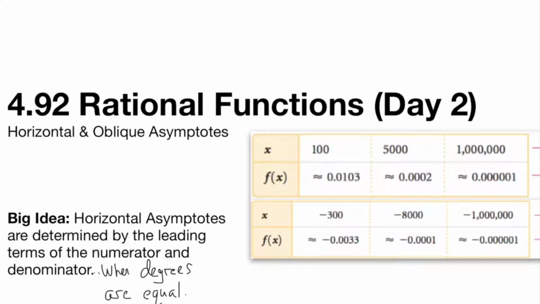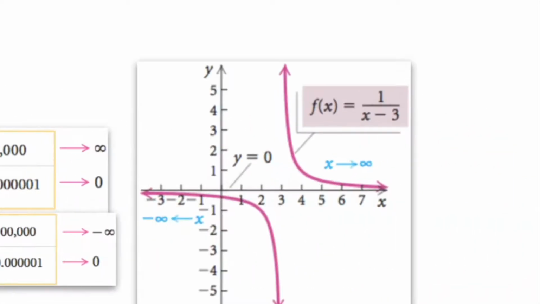Welcome everybody to the last video of the chapter. We've made it to section 4.9, day number 2, rational functions. Yesterday we talked about vertical asymptotes, and today we're going to talk about horizontal and oblique asymptotes. First up, horizontal asymptotes. Here's what they look like.